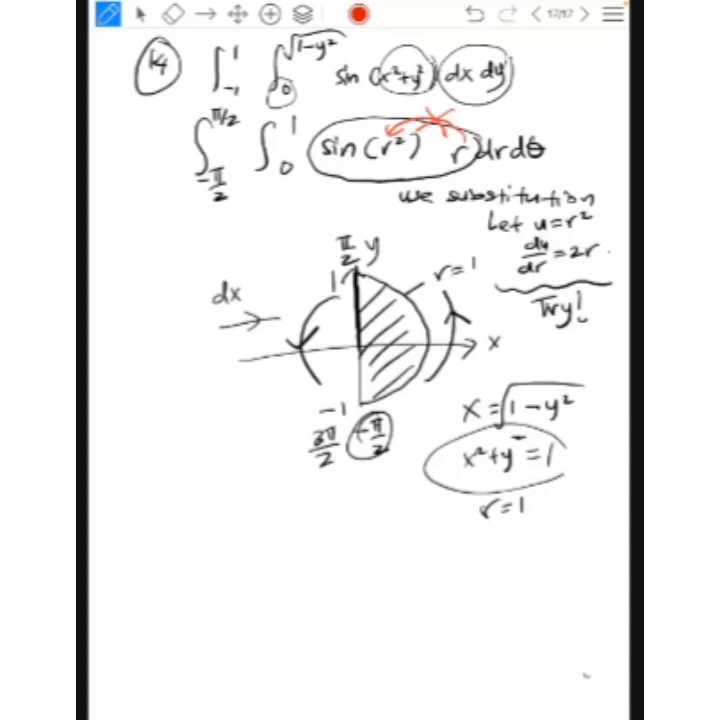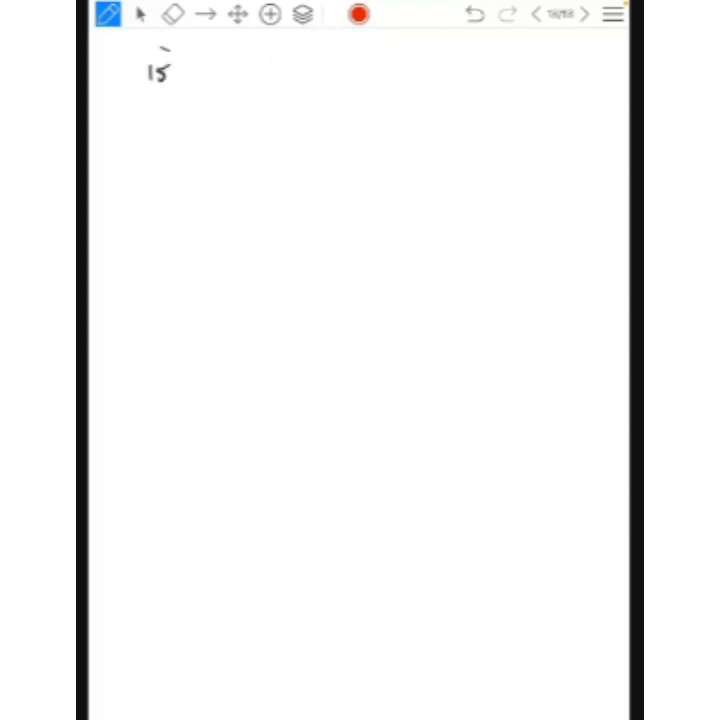So try the next one yourself. Substitute and then get the answer. Okay, question number 15. If whatever I ask you to try and you cannot get the answer, you can ask me later through WhatsApp. Okay, don't worry.